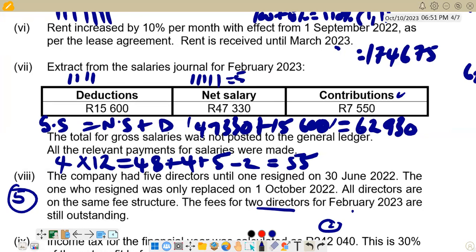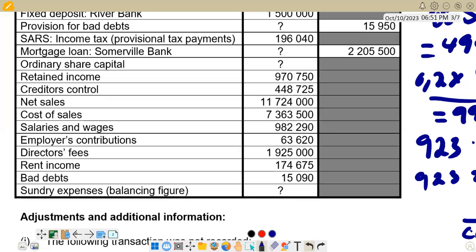So we want to find the monthly fee for those directors. So this 1,925,000 is for 55 months. So we say 1,925,000 divided by 55. Let's try to calculate that one. You get 35,000.